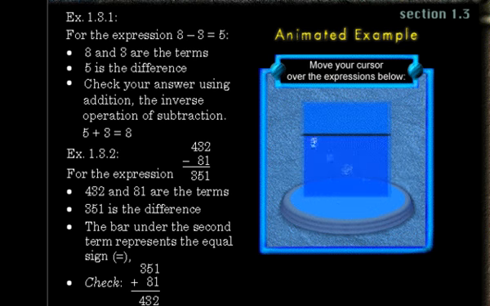Example 1.3.1. For the expression 8 minus 3 equals 5, 8 and 3 are the terms. 5 is the difference. Check your answer using addition, the inverse operation of subtraction. 5 plus 3 equals 8. Example 1.3.2. For the expression 432 minus 81 equals 351, 432 and 81 are the terms. 351 is the difference. The bar under the second term represents the equal sign, like this. Check: 351 plus 81 equals 432.